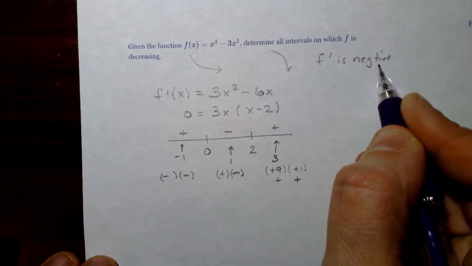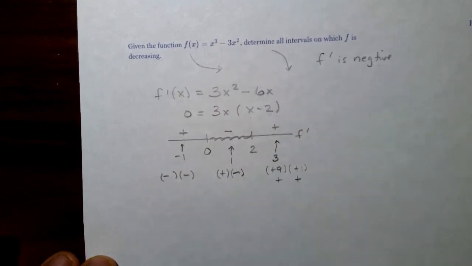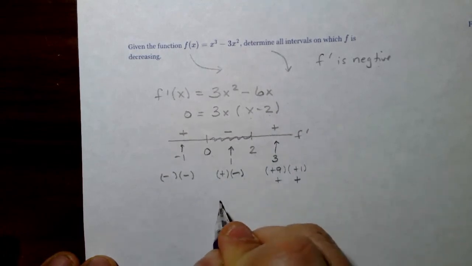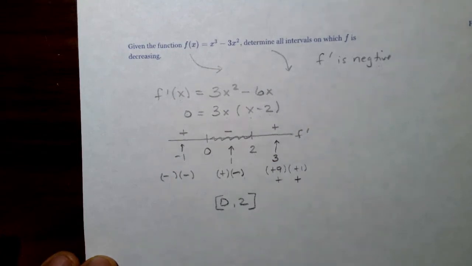I'm looking for where f prime, so this is my f prime number line, is negative. So my answer then would be on the interval between 0 and 2, I would have a negative slope.